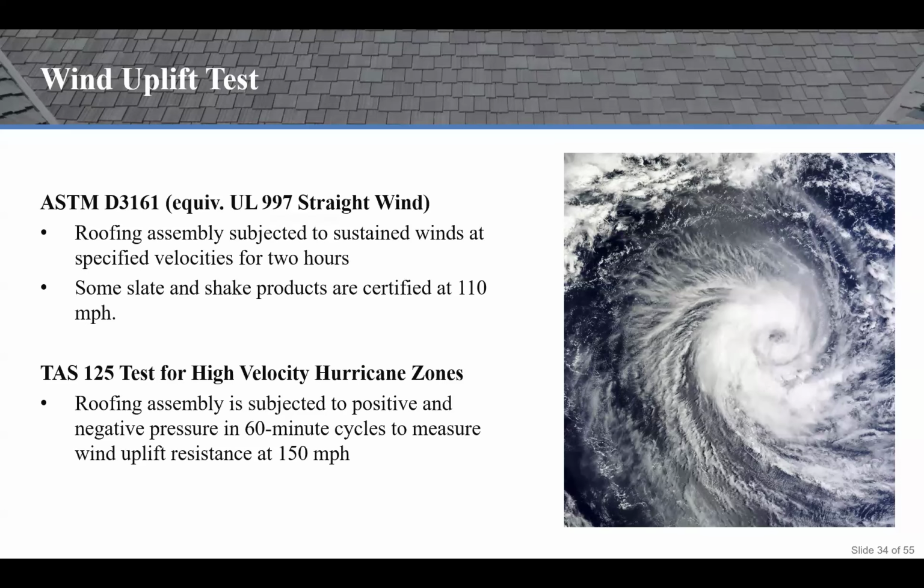And then your TAS 125 is a test to determine the wind uplift resistance in high velocity hurricane zones. A roofing assembly is subjected to positive and negative pressure in 60-minute cycles, and this measures the wind uplift resistance at 150 miles an hour. This test specifically is the certification needed to meet Florida building codes, Miami-Dade acceptance, etc.